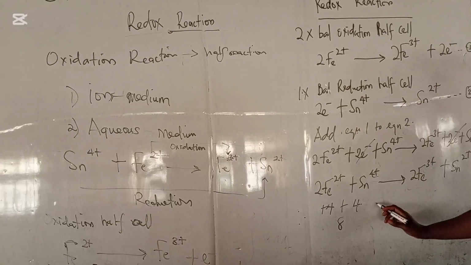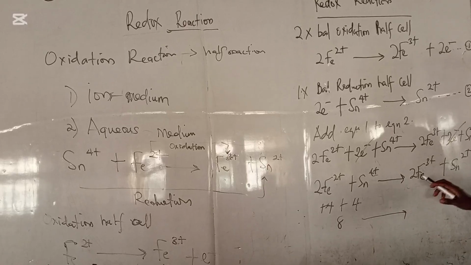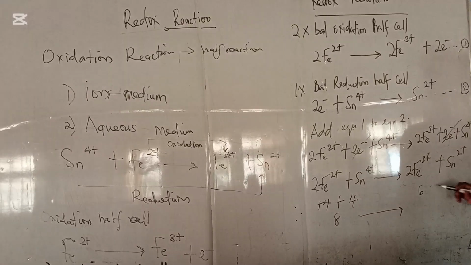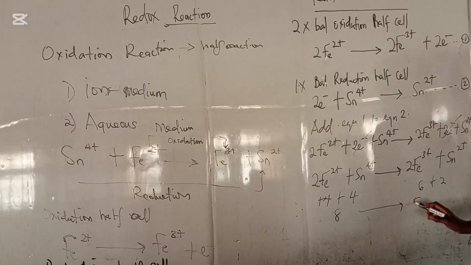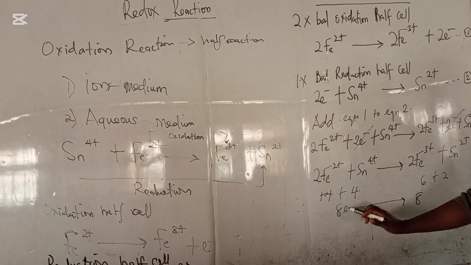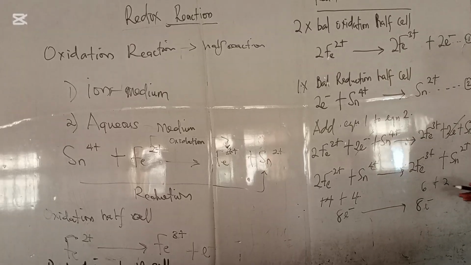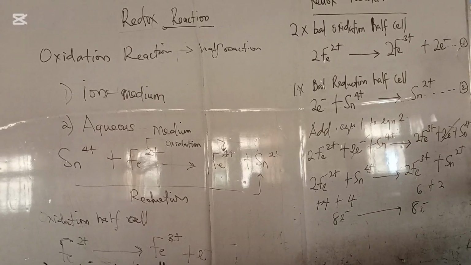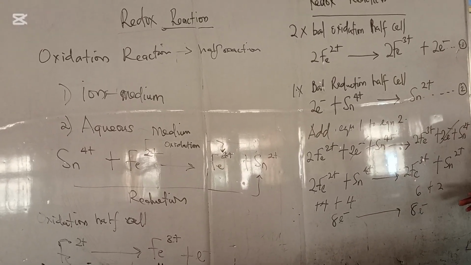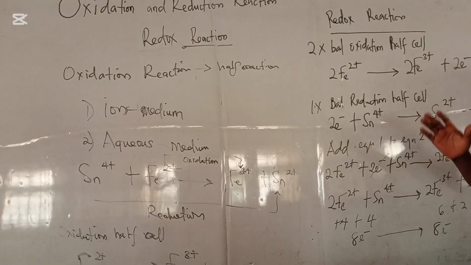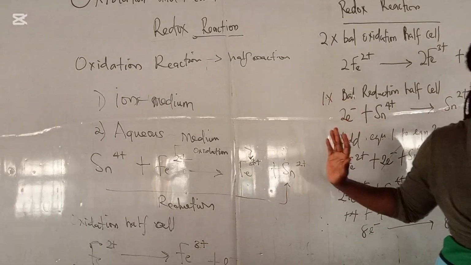So plus 4 plus 4 will give us what? 8. Now the product, 2 times 3 is what? 6 plus 2. So you see it gives us what? 8. So 8 at the reactant, 8 at the product. So this is a balanced redox reaction. So this is how you can balance redox reaction using the ion electron method.